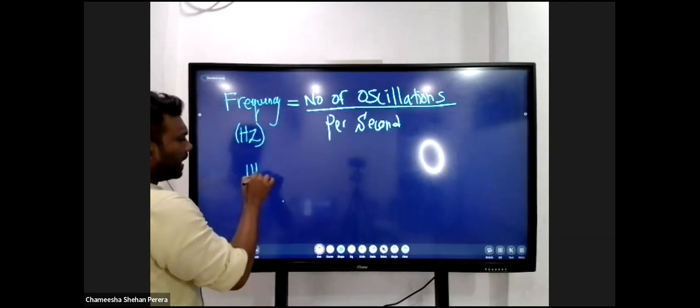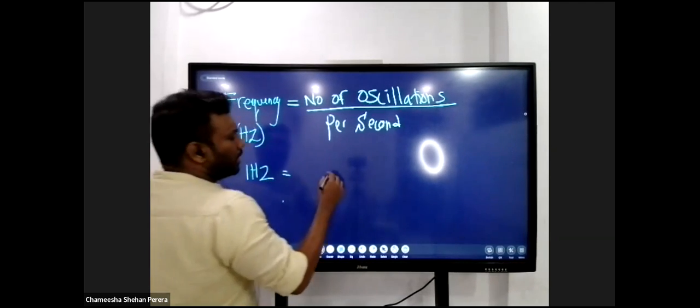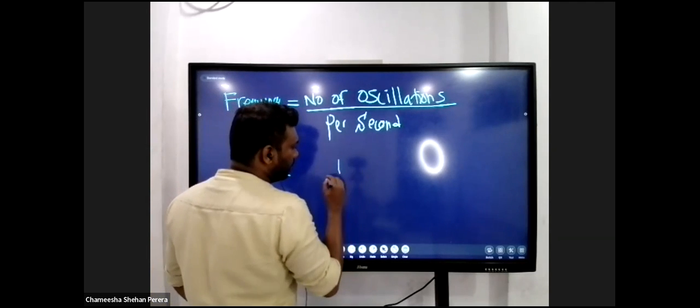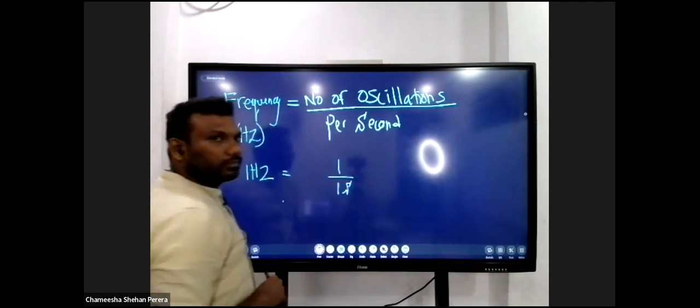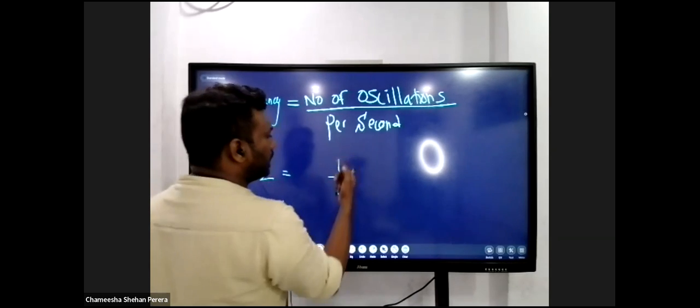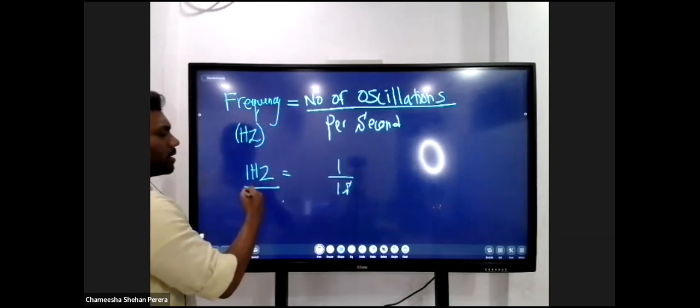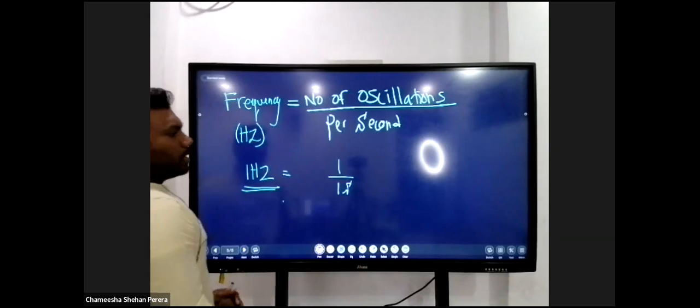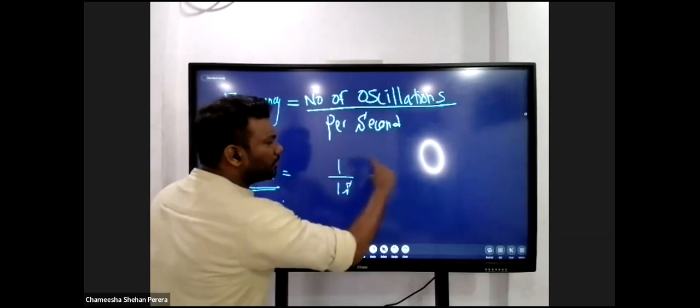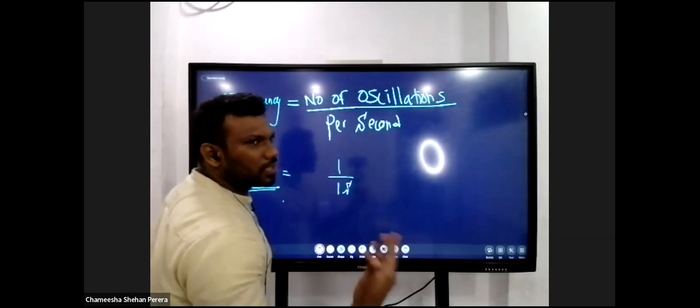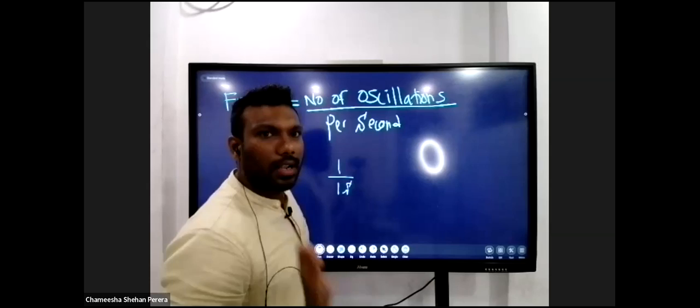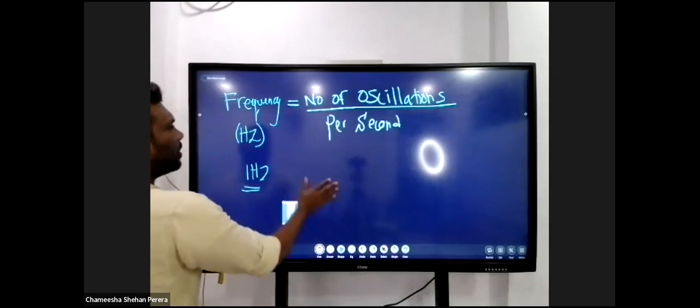So 1 hertz is 1 oscillation per 1 second. If it is 1 oscillation per second, you can name it as 1 hertz, right? So the number of oscillations has no unit. Keep it in your mind. There is no unit for counting oscillations. However, for time you have a unit.